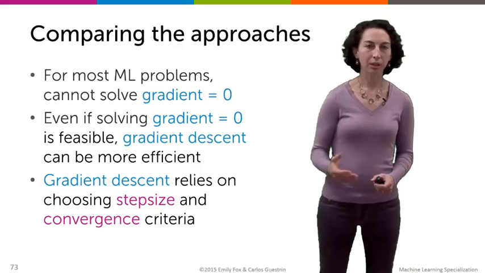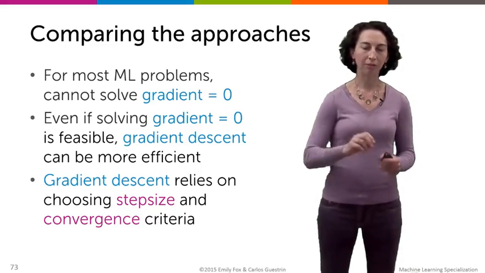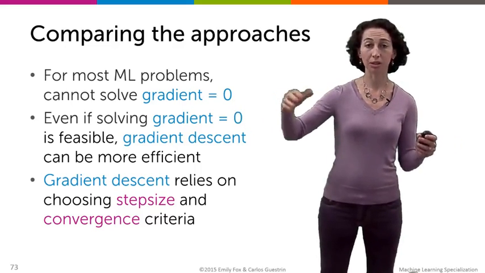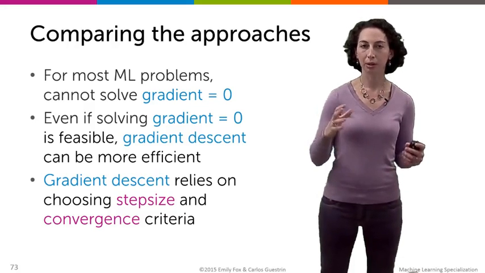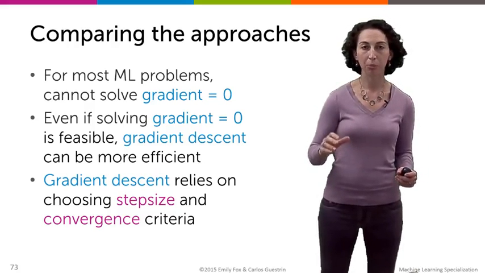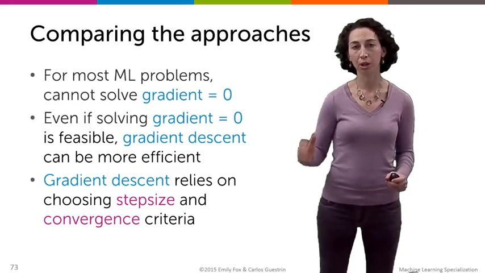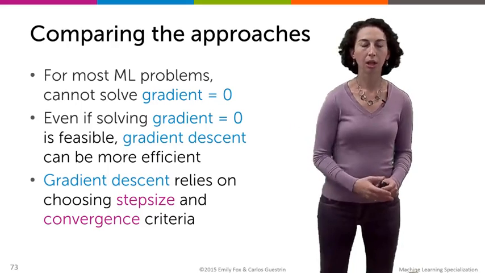And likewise, as we're going to see in the next module, where we turn to having lots of different inputs, lots of different features in our regression, even though there might be a closed form solution to setting the gradient equal to 0, sometimes in practice it can be much more efficient computationally to implement the gradient descent approach.